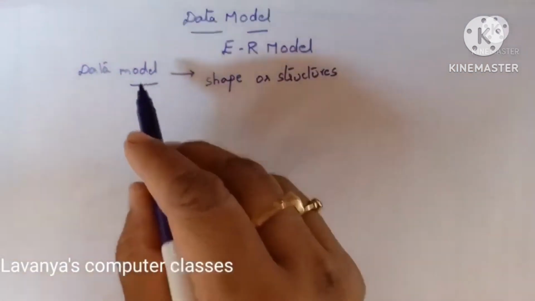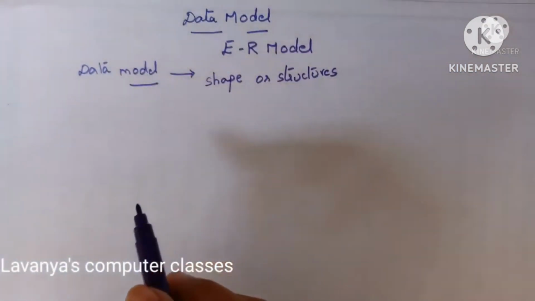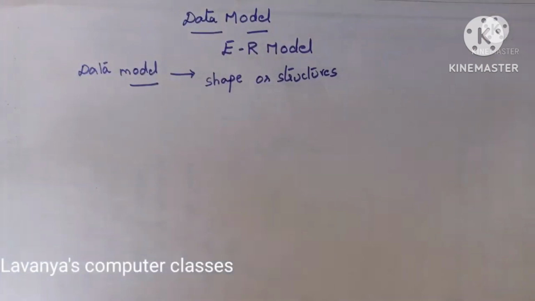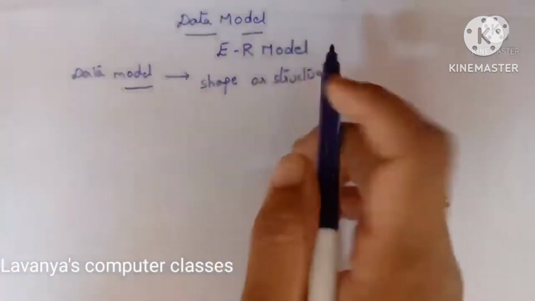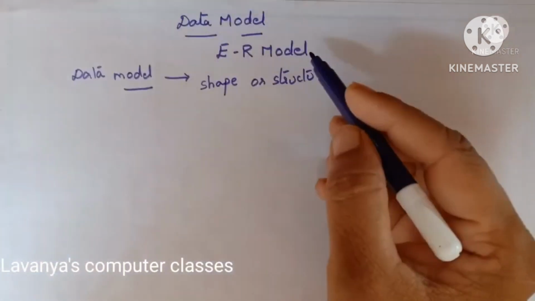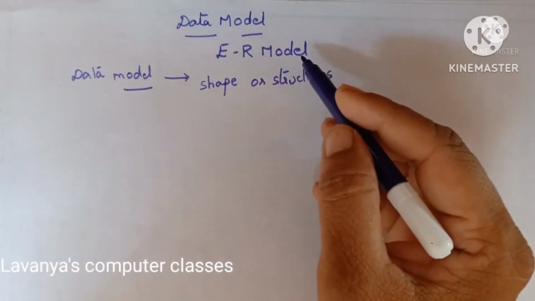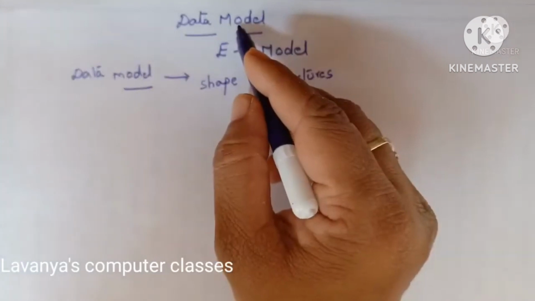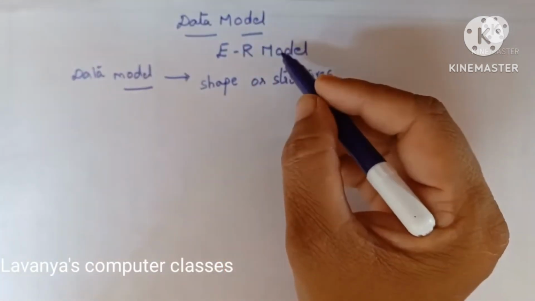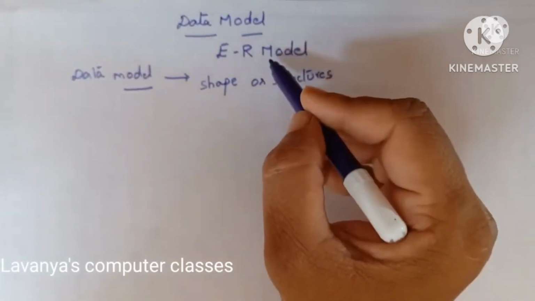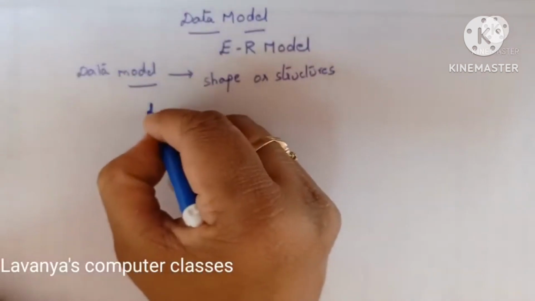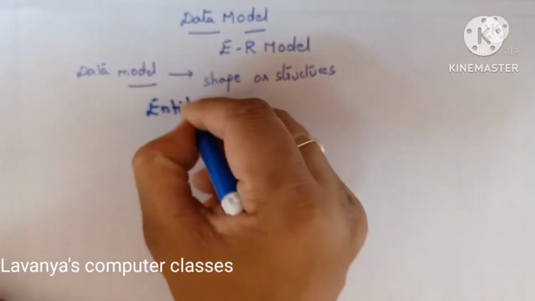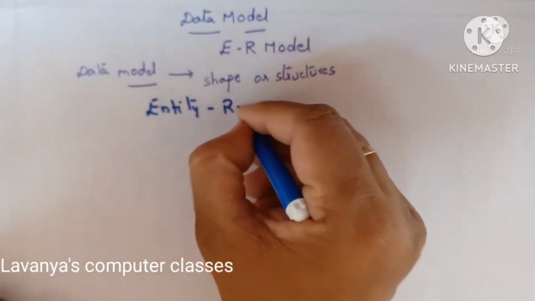The data model makes it easier to understand the meaning of the data by its structure. If we just see the structure of the database, then immediately we can understand what type of data it holds and what fields are available. That is explained by the data model. In the data model, so many models are there, but now I'll explain the best, most widely used data model, the ER model.